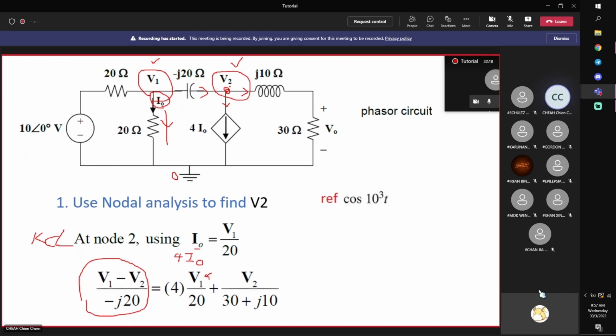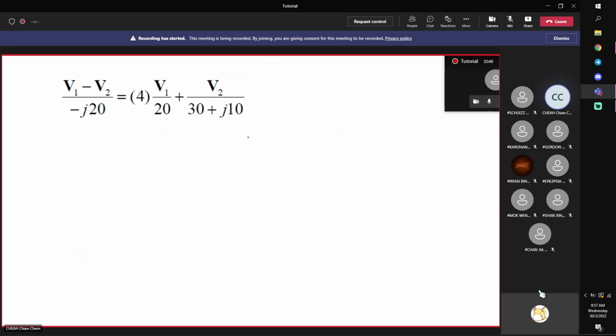Okay, this is V2, this is 0 volt. So V2 minus 0, and then the impedance across it, this is in series, so you add them up. 30 plus J10, right? 30 plus J10 is the series combination impedance. So I get another equation. Okay? And I need to simplify this equation. Okay? And over here, I'll start with this one.